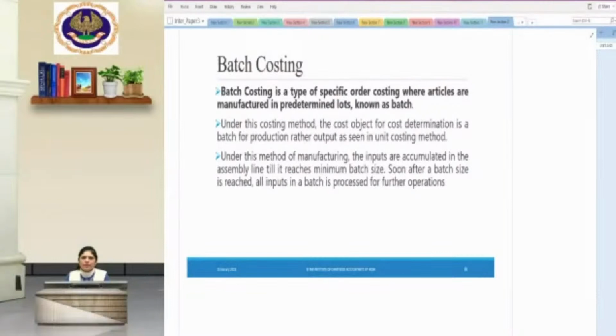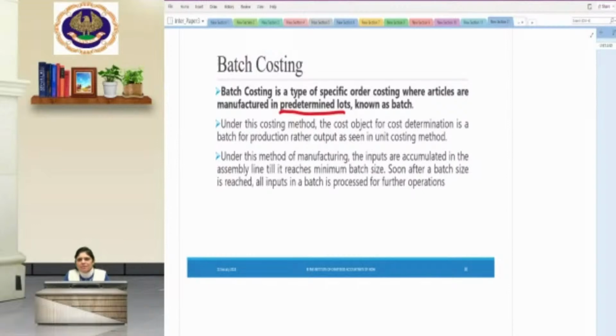Okay, students, welcome back. We'll be starting with batch costing. We have done enough questions for unit costing. Now, a similar type is batch costing. This is a specific order costing where articles are manufactured in predetermined lots. Predetermined lots means they are in batches, and all units in one lot are identical.